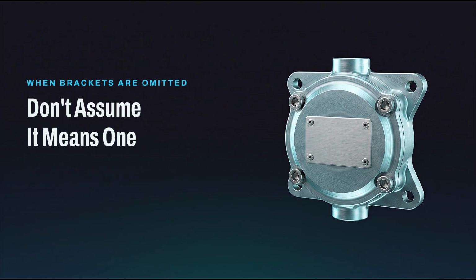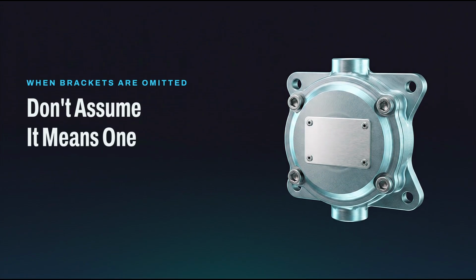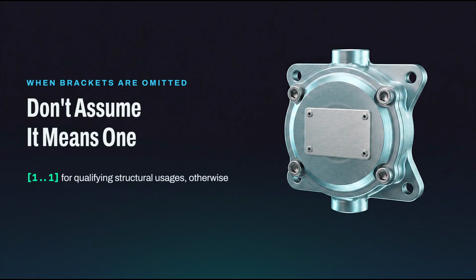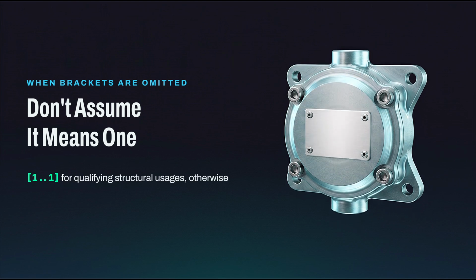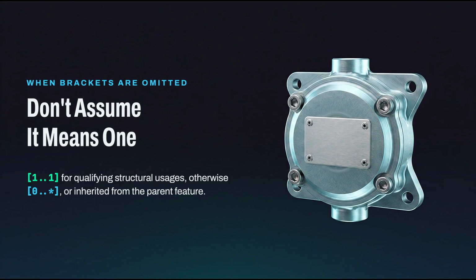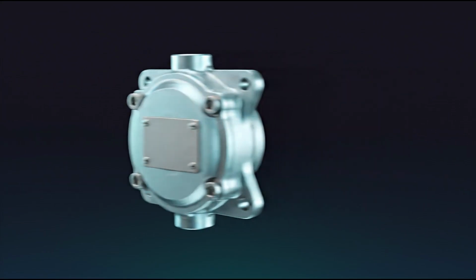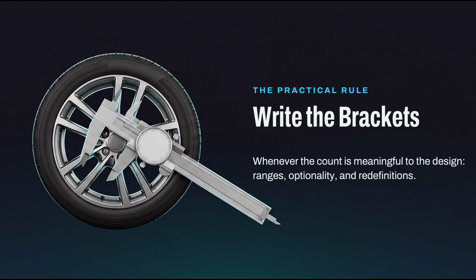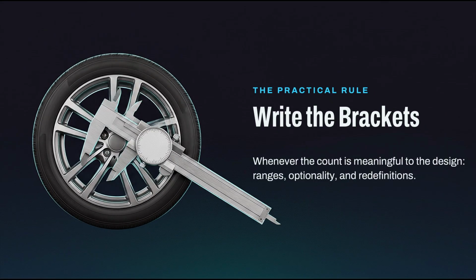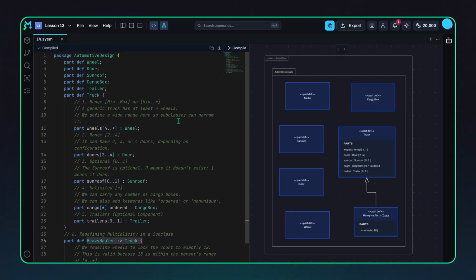For attribute, item, part, and port usages owned by a definition or usage, the usual implicit multiplicity is 1..1, when there is no explicit multiplicity, subsetting, or redefinition. In other situations, the effective default can be 0..asterisk. And if your feature subsets or redefines an existing feature, it automatically inherits the multiplicity of that parent feature. The practical lesson is to write brackets whenever the count is meaningful to the design, especially for ranges, optionality, and redefinitions. Here is a generic truck definition and a specialized heavy hauler.